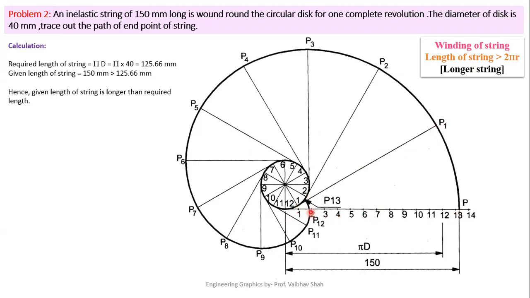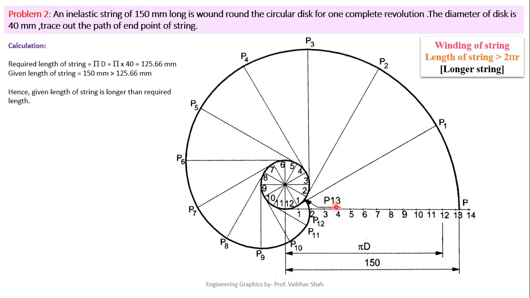Now take the dimension 2 till P. Put your rounder at point number 2 and try to get this point P2, which is 2 till P distance. Now put your rounder at 3 and try to take the dimension of 3 till P and put your rounder here to get this 3.